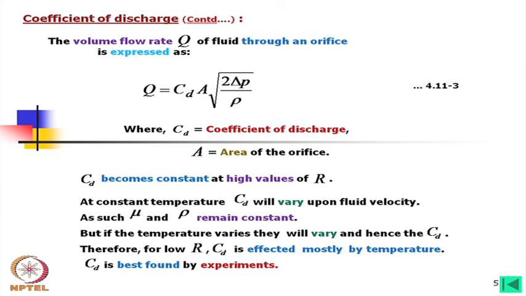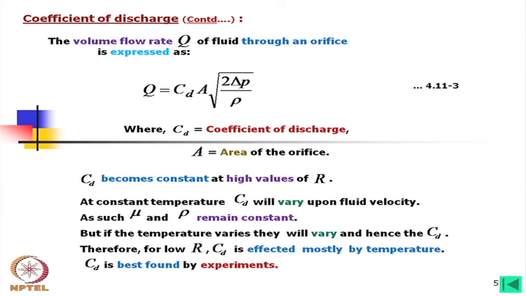Therefore, for low Reynolds number, CD is affected mostly by temperature. That means if we have to work in the low Reynolds number range, we have to be very careful about the CD, and consider all the factors. However, the CD is best found by experiments. In fact, for each and every valve, when those are designed, their CD are tested, I mean experimentally found out whether it is within a range.